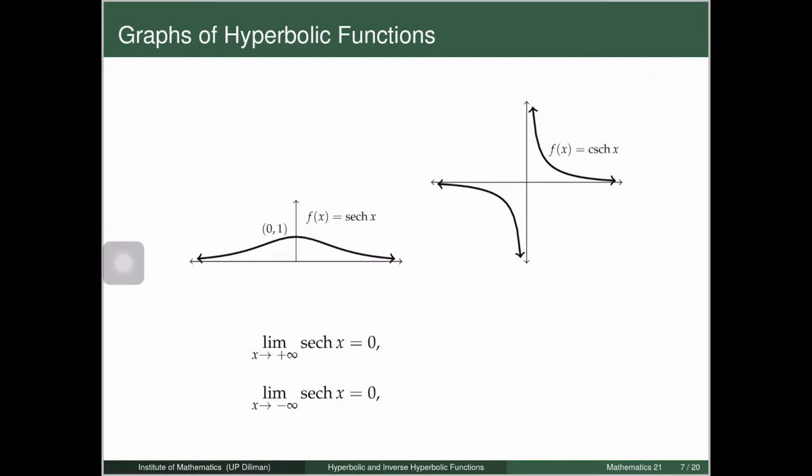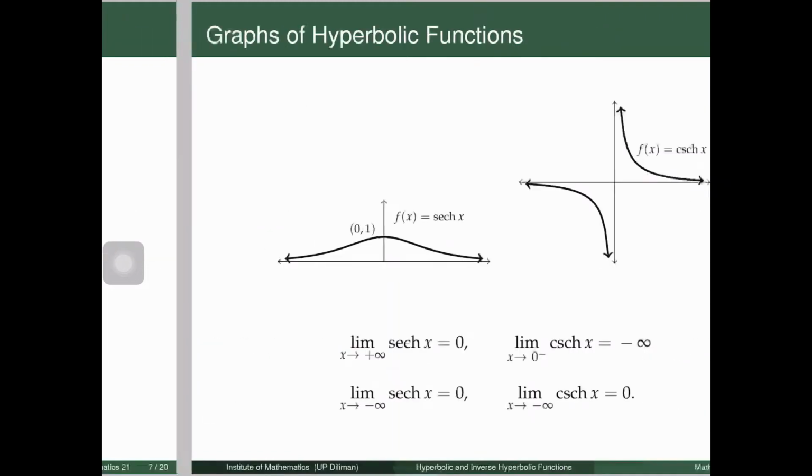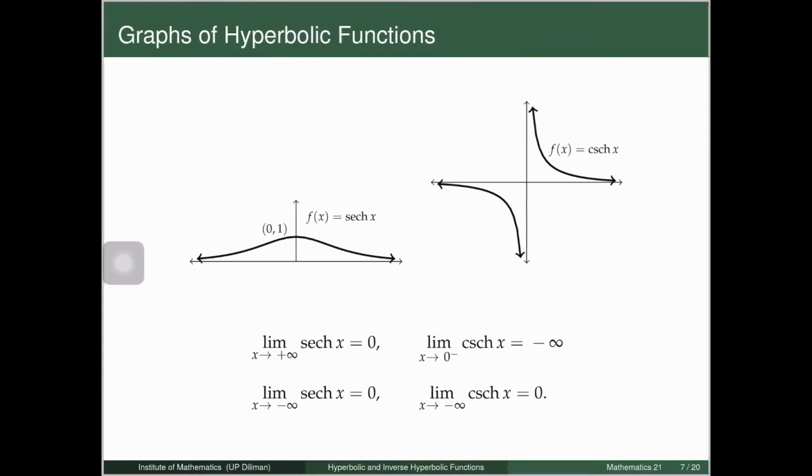And here's the graph of your csch x. So what is the limit of csch x as x approaches 0 from the left? So this is negative infinity, seen on the graph. And what is the limit of csch x as x approaches negative infinity naman? So it should be equal to 0.